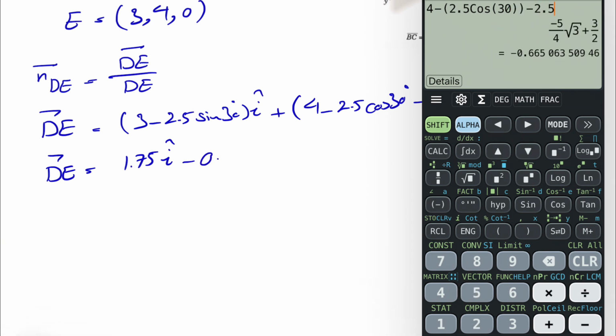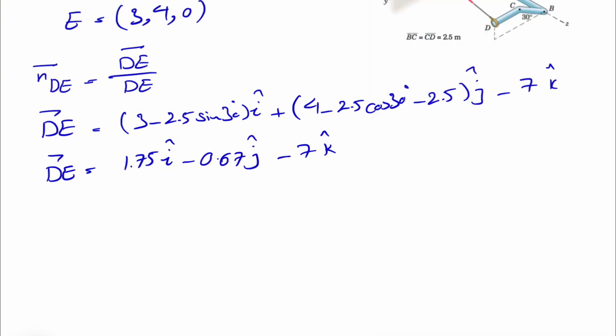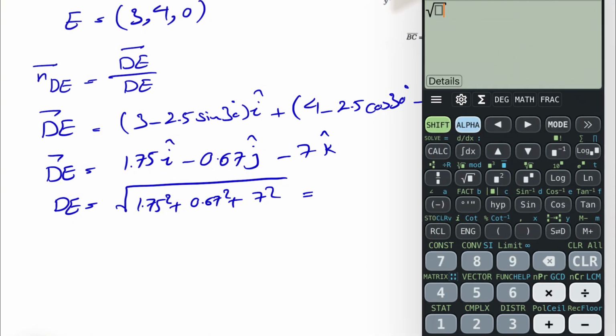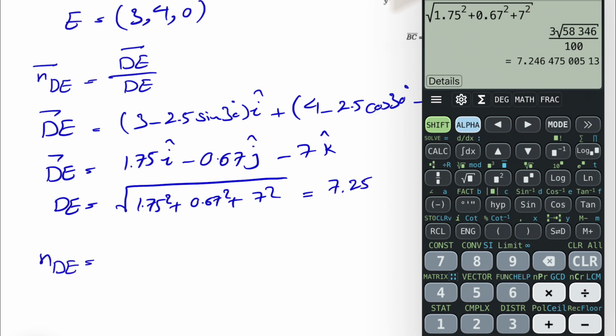So this is going to be minus 0.67 J. The Z component is minus 7. If we want to find DE also, we have the square root of 1.75 squared plus 0.67 squared plus 7 squared. If we calculate this, we get 7.25, and our unit vector DE now is pretty easy.